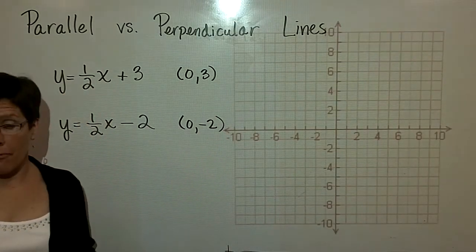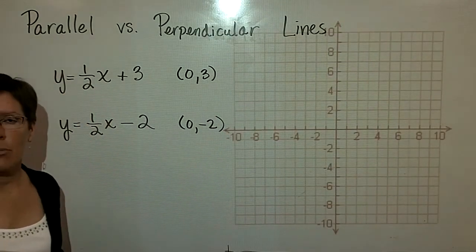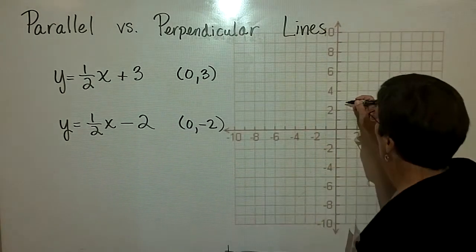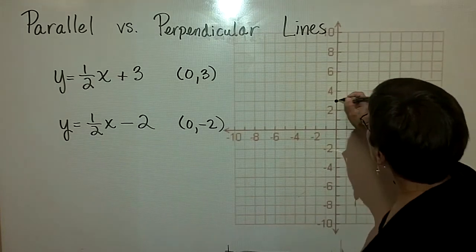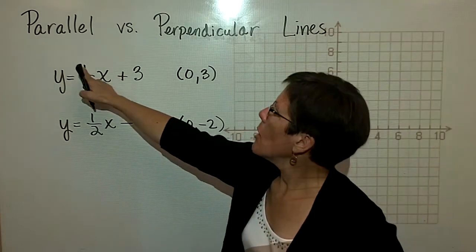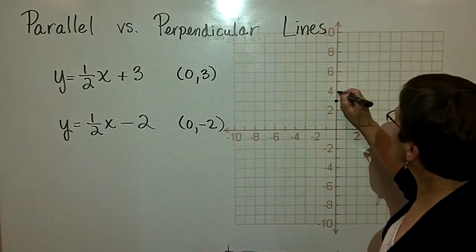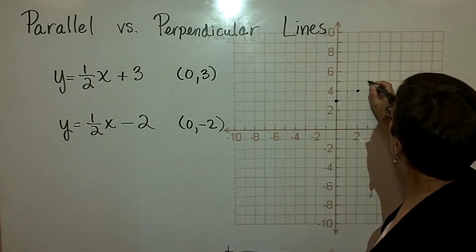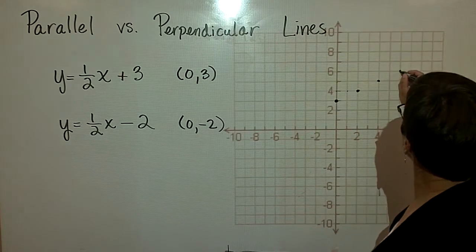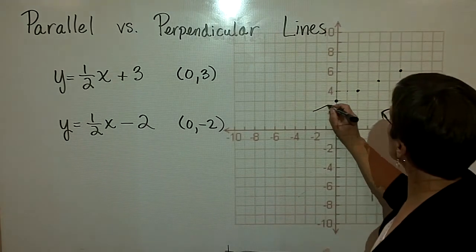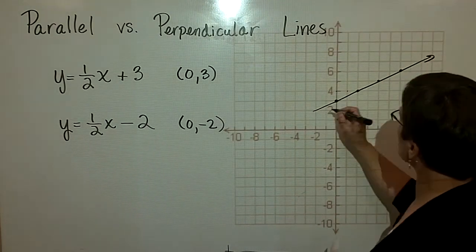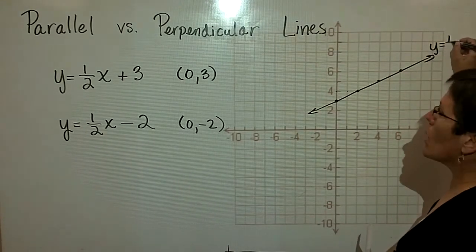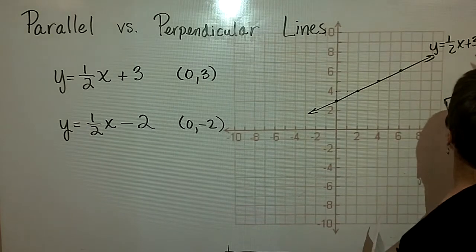So let's graph fairly quickly both of these lines on the same rectangular coordinate system. So this one right here, the y-intercept is where x is 0 and y is 3, and the slope is 1/2. From here I would go up 1 and over 2. I'm going to do it a few times. Up 1 over 2, up 1 over 2. I want to do a fairly good job at drawing a straight line where y equals 1/2 x plus 3.